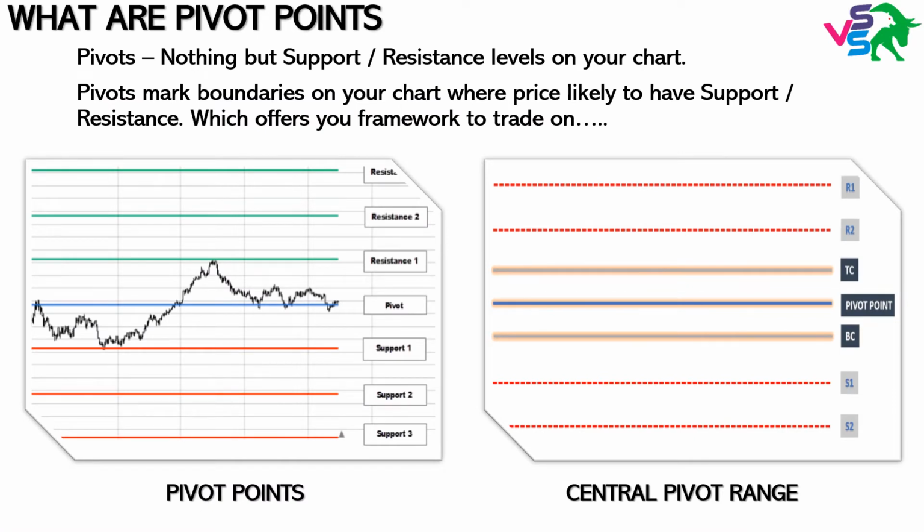Pivot points. What are pivot points? Pivots are nothing but support and resistance levels on your chart. Pivots mark boundaries on your chart where price is likely to have support or resistance, which offers you a framework to trade on. Pivot points are derived purely by price, and are static in any time frame and it is a leading indicator. Very helpful during day trading. Come, let us also learn about central pivot range to have a better understanding of pivot points.